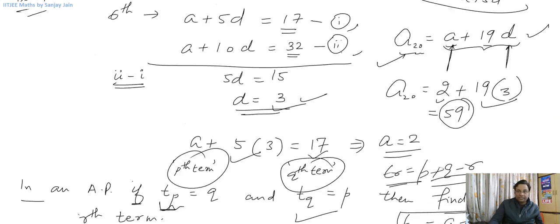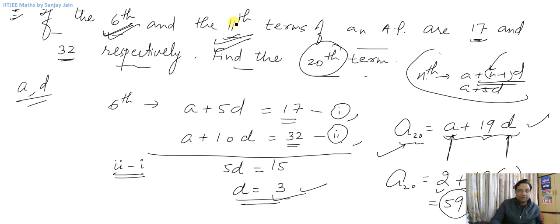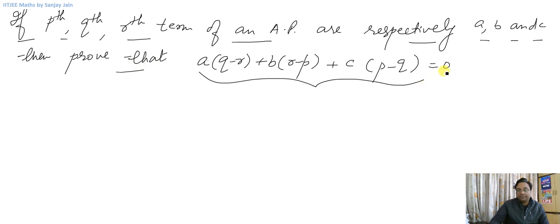All right, let me take one more question. Before that, let me clear this board. If pth, qth, rth term of an AP are respectively a, b and c, then prove that this expression on the left hand side is equal to 0. Now let me process the information first.